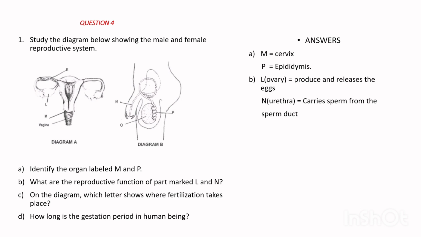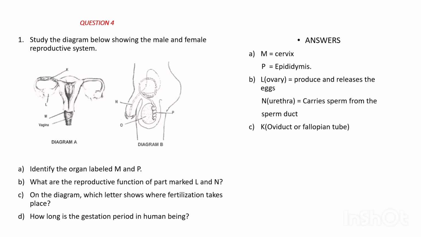We move to question C. On the diagram, which letter shows where fertilization takes place? Okay, so fertilization takes place in the part, the body K, which is also called the fallopian tube. We move to question D. How long is the gestation period in human being?